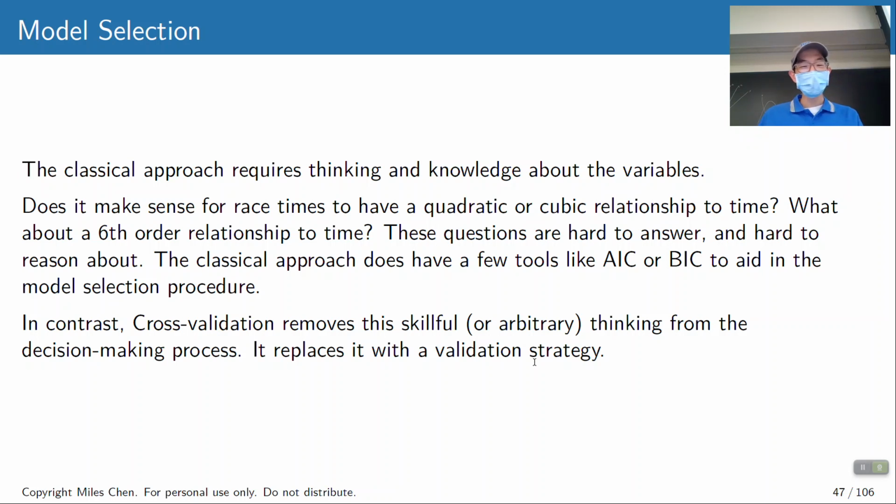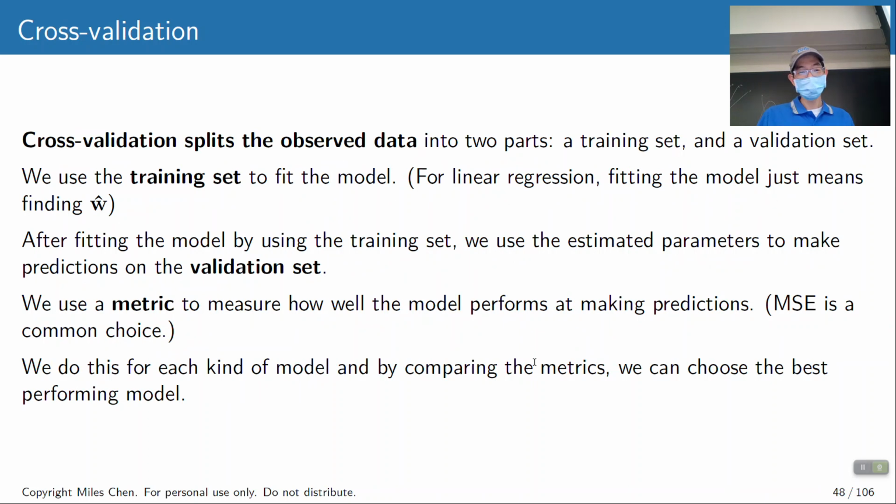On the other hand, cross-validation removes this sort of thinking, this skillful or arbitrary judgment, however you want to think about it, from the decision-making process. It replaces it with a validation strategy. We just say, let's see how well the system works. How well does it perform? If it performs well, great. If it doesn't perform well, then let's look for something different.